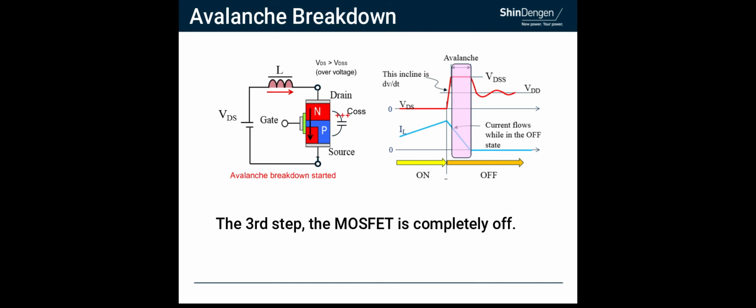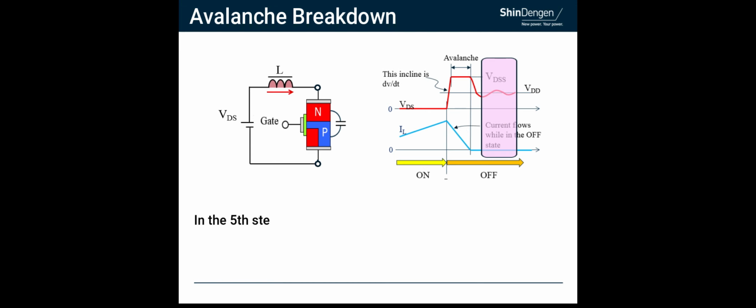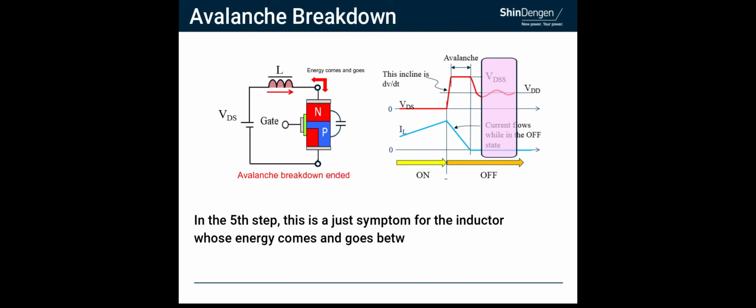If overvoltage is applied, the current is still there even if the P layer disappeared. In this case, we must have a big loss at the P layer. In the fourth step, the current completely disappears and VDS is also mitigated. In the fifth step, this is just a symptom for the inductor, whose energy comes and goes between the inductor and the MOSFET. As the breakdown occurs in the diode by overvoltage, the p-n junction of the body diode between the drain and source allows current to flow in the breakdown state.